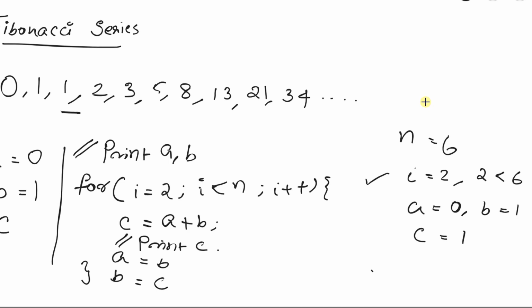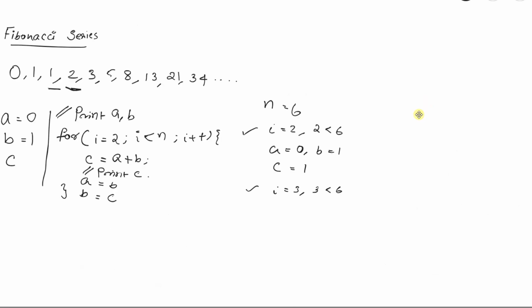Now what happens is, for I is equal to 3, 3 less than 6, for this iteration, we are going to find this position value. So for that, we need to take this position as A and this position as B. That means the old B value will be the new A value, and the old C value will be the new B value. So we are exchanging the positions. A is equal to 1 and B is equal to 1. So obviously when I is 3, C will be equal to A plus B. So C is 1 plus 1 is 2. We will be printing the C value and exchanging A and B values.